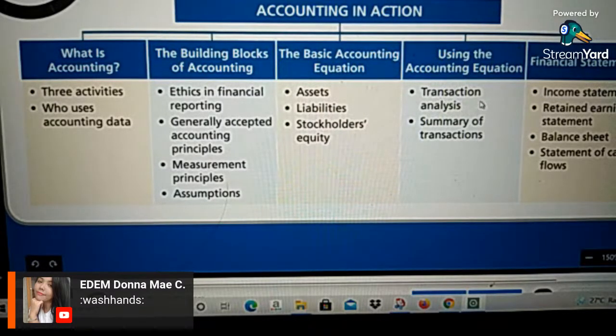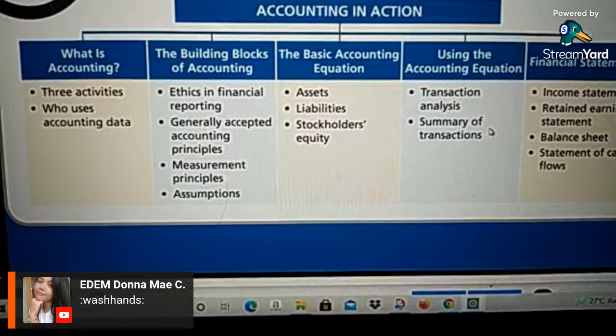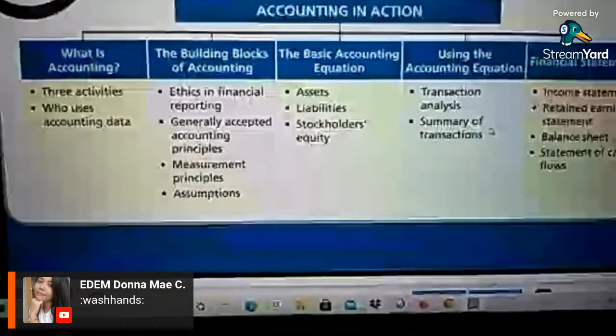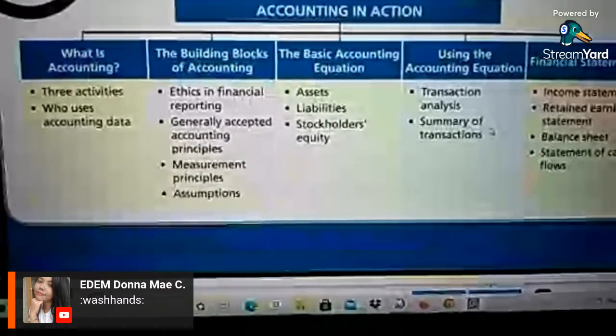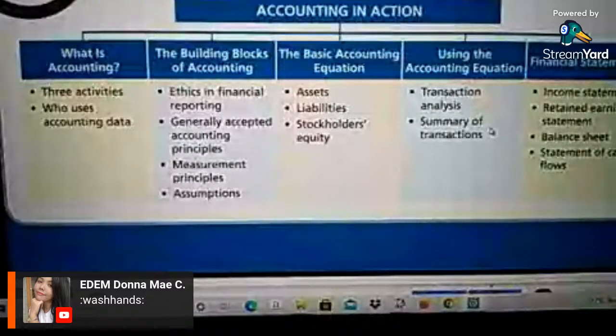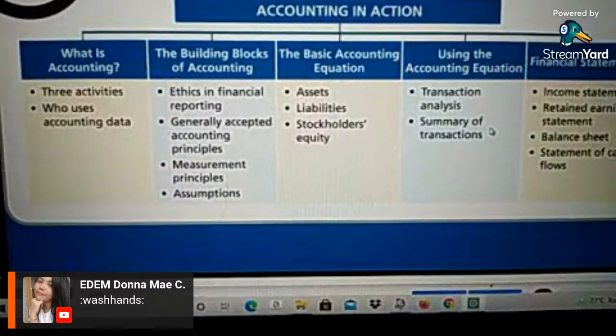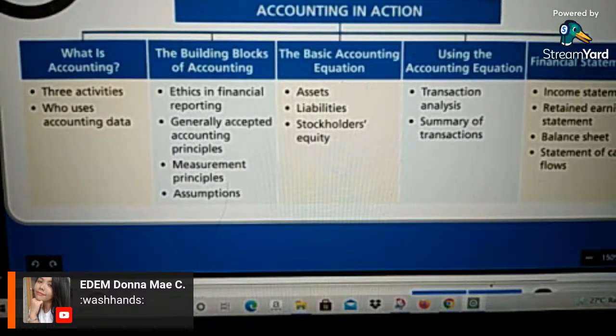So, this supplies has an amount, a specific amount in terms of monetary unit, in terms of pesos. If we are dealing with the US, we will use the monetary unit of the US, which is the dollar. Here in the Philippines, we use peso in our accounting equation. Okay? And then the next one, financial statement.